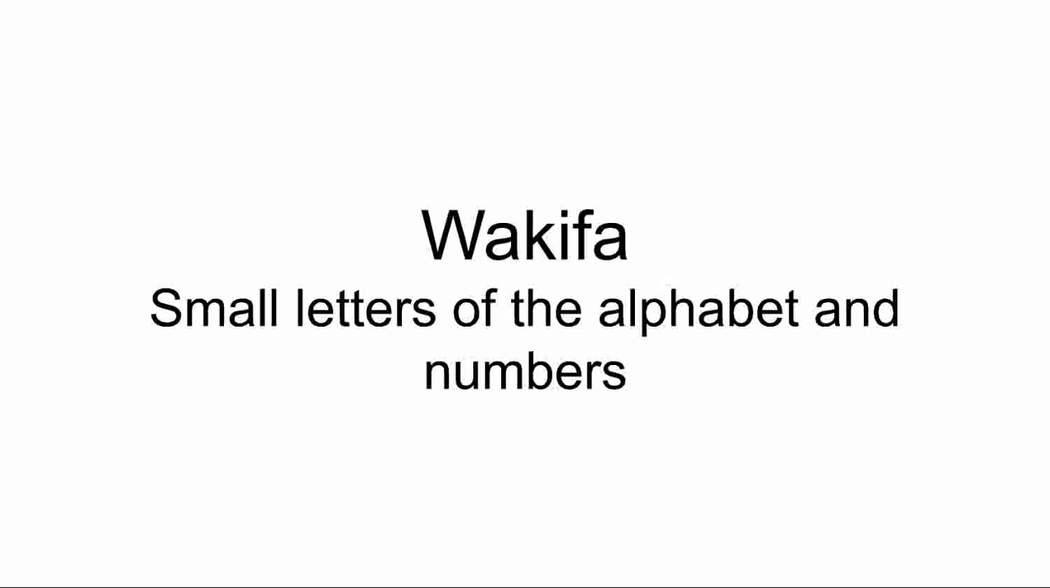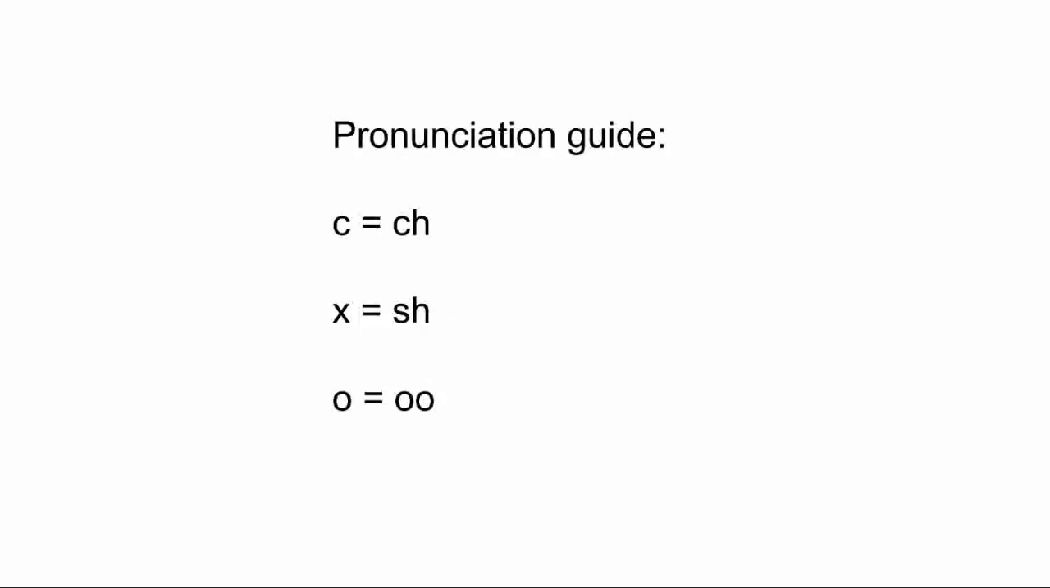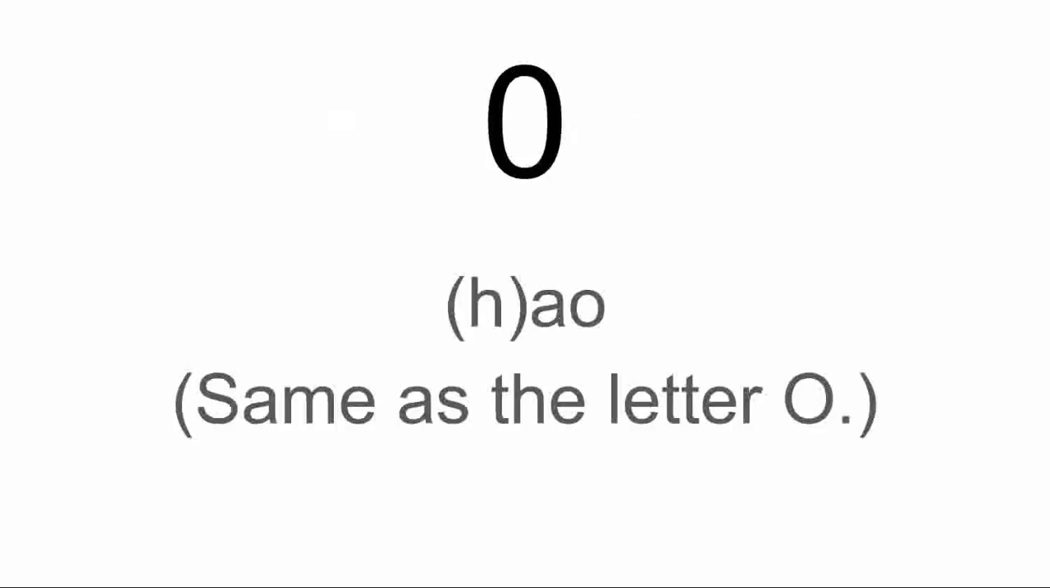First of all, let's start with a brief pronunciation guide. The letter C is pronounced ch, the letter X is pronounced sh, and the letter O is pronounced oo. Now let's start with the numbers.